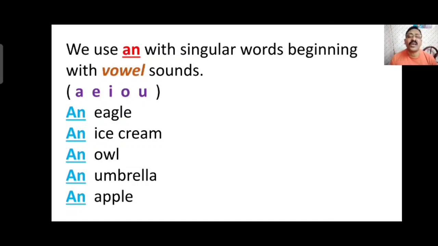E for eagle is a vowel, that's why An is used before it. Ice cream, I is a vowel, An is used before ice cream. O, owl, O is a vowel, so An is used before owl. U in umbrella is a vowel letter, that's why An is used before it. Apple, A is a vowel, so An is used before apple. So E, I, O, U, A, these are all the letters used as vowel sounds, so An is used before them.